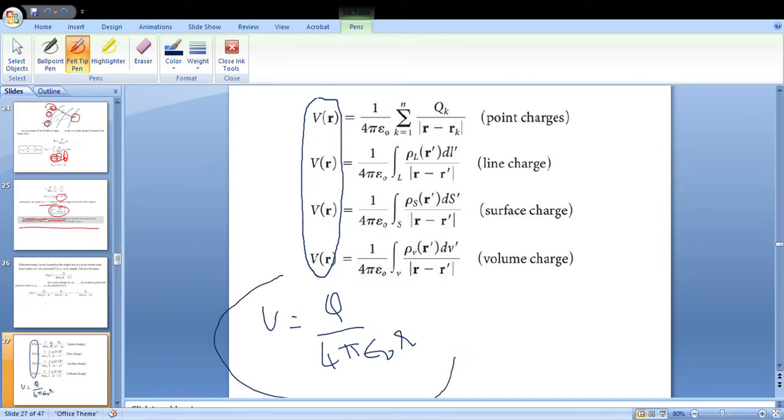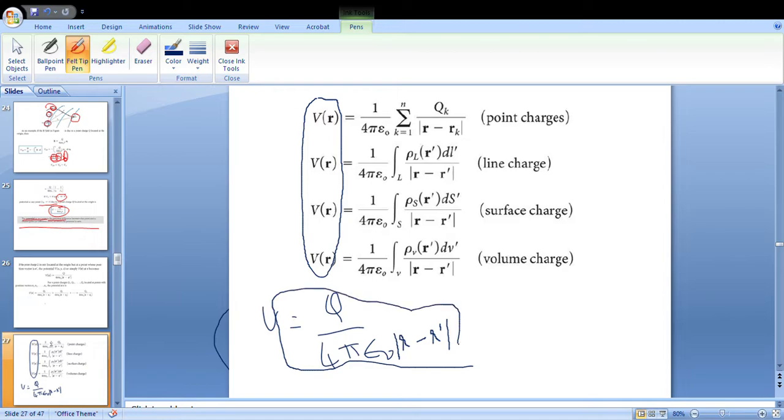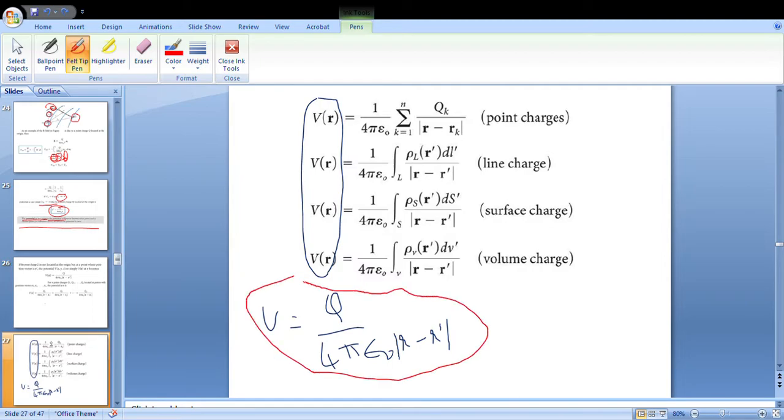Now this is a formula which we'll use only when this Q is at the origin, right? If Q is not at the origin, then you have to use this formula, that is R minus R dash, which we discussed in the previous slide, correct? And it is a scalar, that's why you don't have a unit vector. This formula is used only for a point charge.